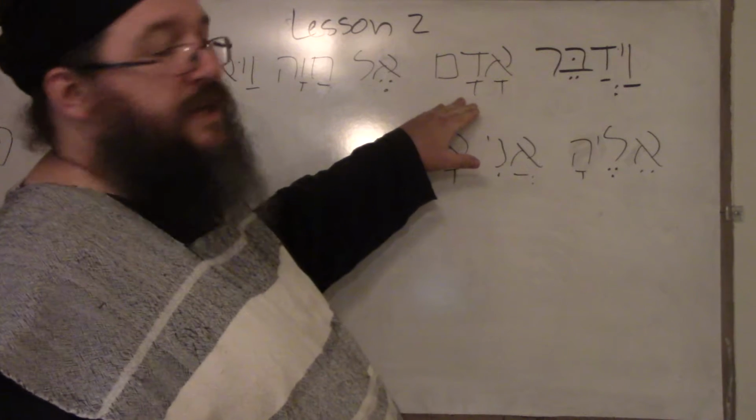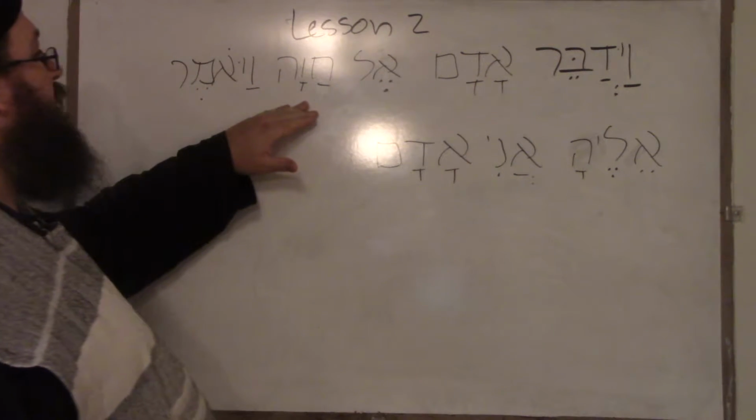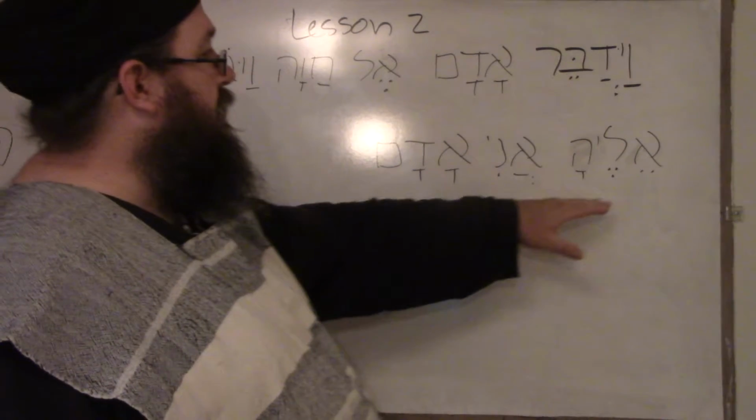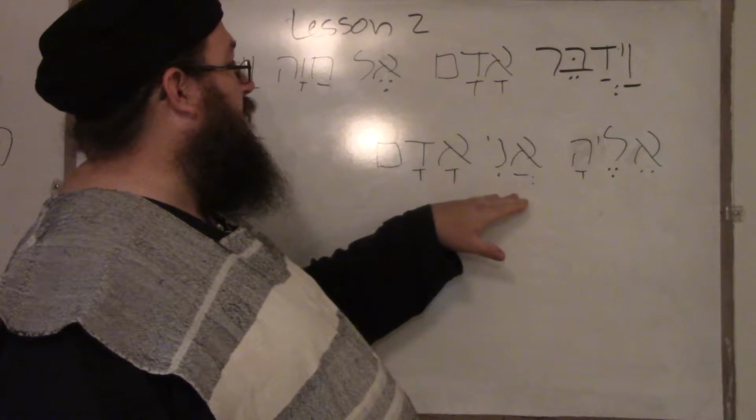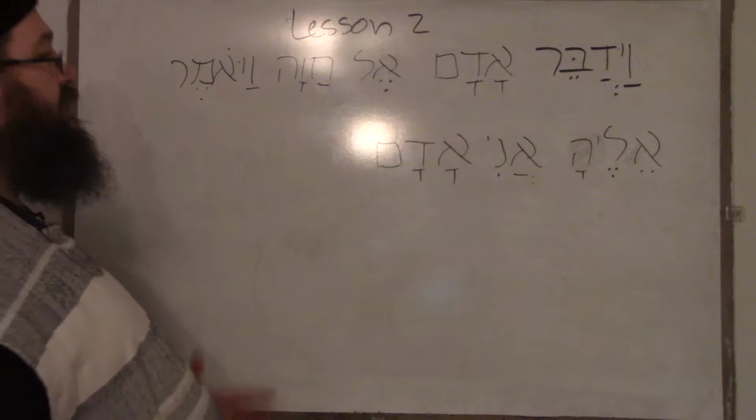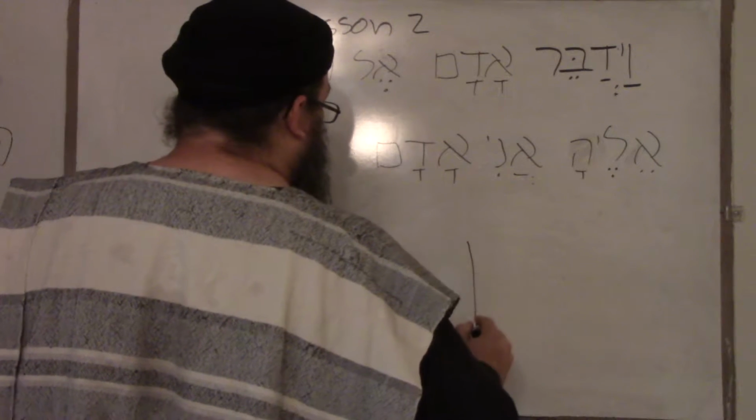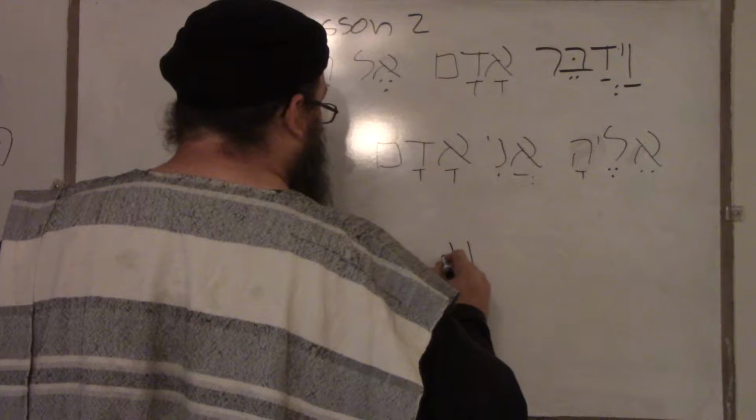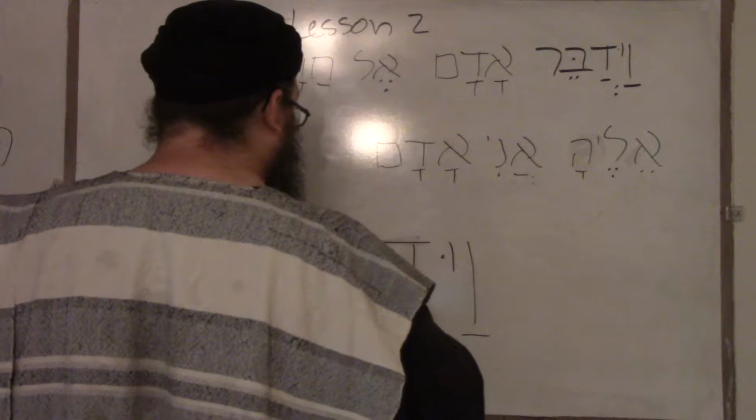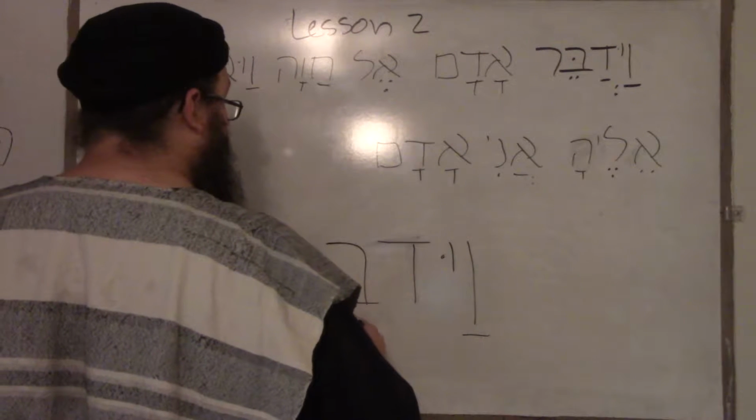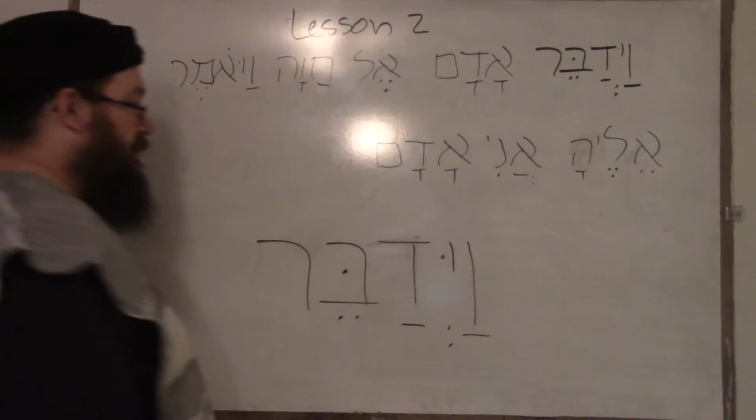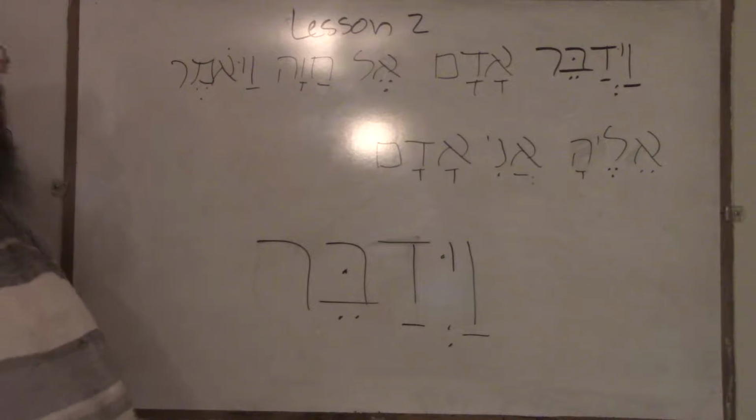Vaydeber Adam, and Adam spoke, El Chava, unto Chava, Vayomer, and he said, Aleha, unto her, Ani Adam, I am Adam. All right, so the verb word we have here is Vaydeber.